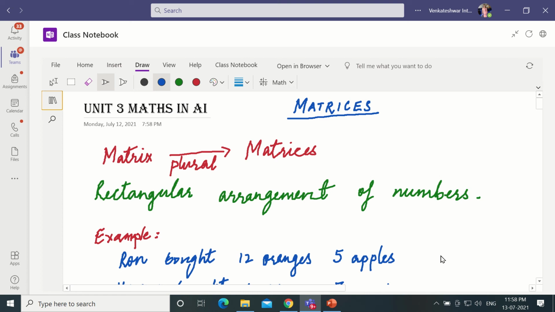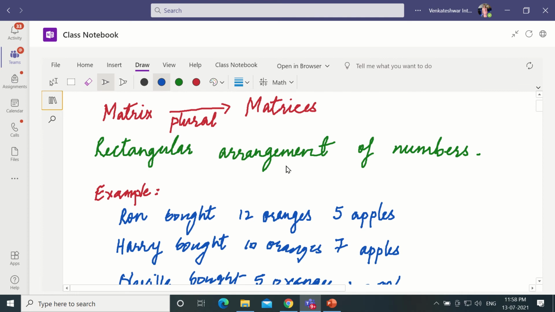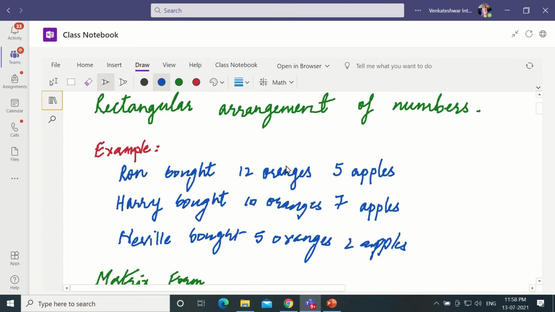Hello all. Today we shall study about matrices, which is part of Unit 3 Maths and AI in class 11. Throughout the chapter, we are using two words, either matrix or matrices. So matrix is the singular form and matrices is the plural form. Now let us understand what exactly is a matrix.